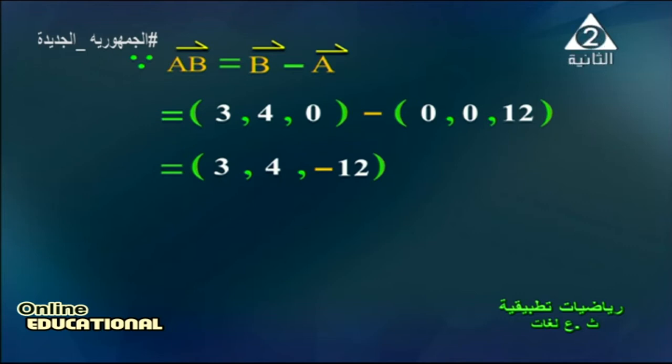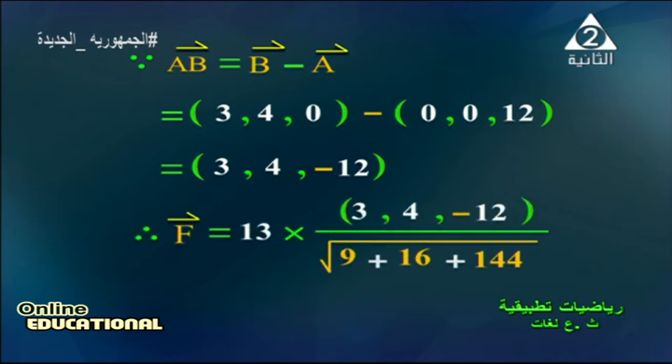Now, we have the magnitude of the force, but what about vector F? Vector F equals the norm of vector F multiplied by the unit vector AB. Then vector F equals 13 multiplied by (3, 4, negative 12) over the square root of 9 plus 16 plus 144. Then vector F equals (3, 4, negative 12).